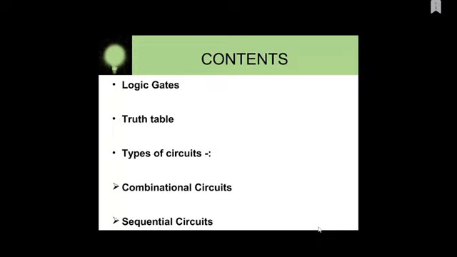Each gate is dedicated to a specific logic operation. Logic gates have inputs and outputs, and the output of a logic gate can occur at only two levels, that is high and low. It can also be termed as true or false. Simply, we can represent them as 1 and 0.